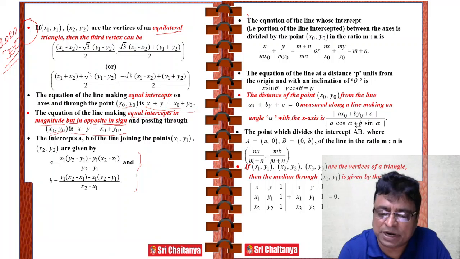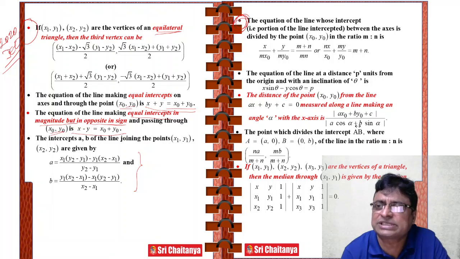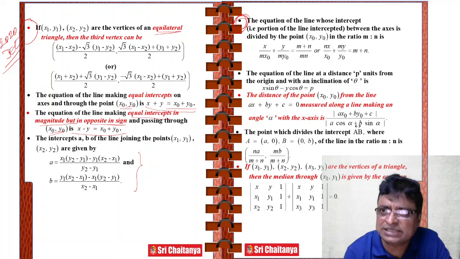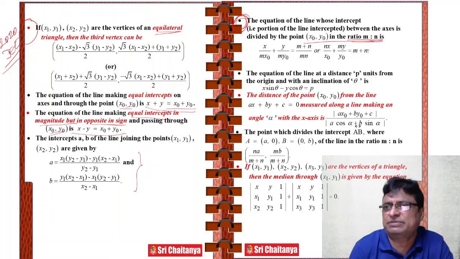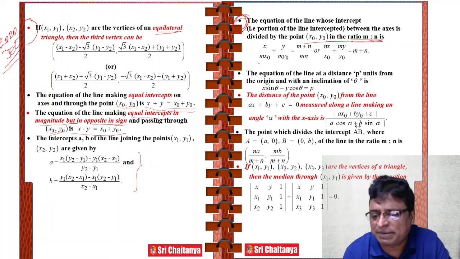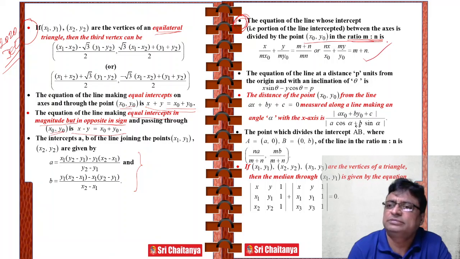And another important area in competitive examination, this one, the equation of the line whose intercept between the axis is divided by the point x0, y0 in the ratio m:n, and this is the generalized version. This is x by mx0 plus y by ny0 equal to m plus n by mn, or nx by x0 plus my by y0 equal to m plus n. This is very, very important.